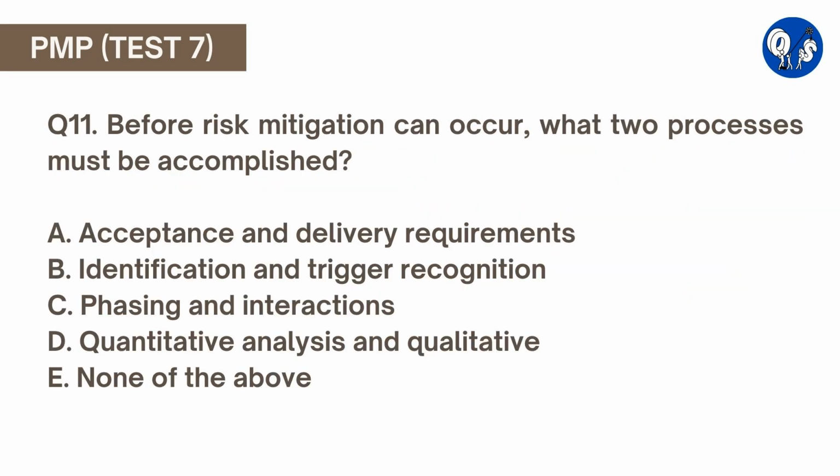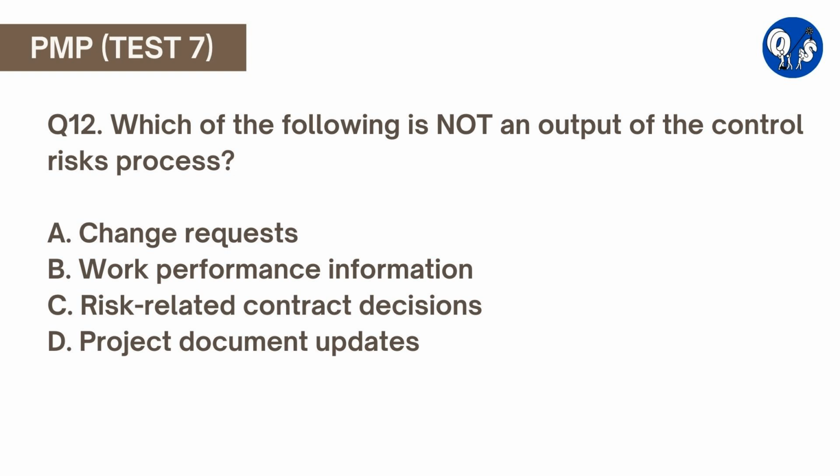Question number 11. Before risk mitigation can occur, what two processes must be accomplished? A. Acceptance and delivery requirements. B. Identification and trigger recognition. C. Phasing and interactions. D. Quantitative analysis and qualitative. E. None of the above. Here option B is correct. Before risks can be mitigated, you need to know how probable it is that they will occur and what their triggering events are.